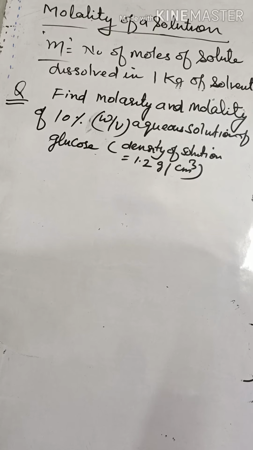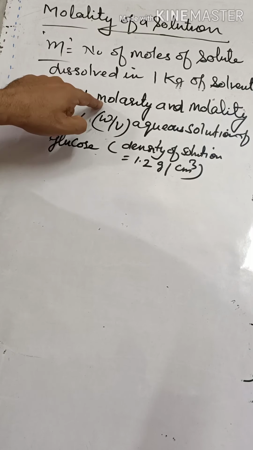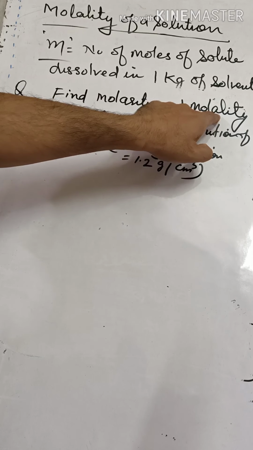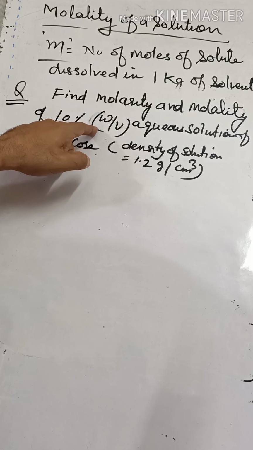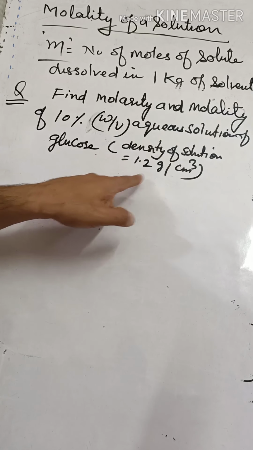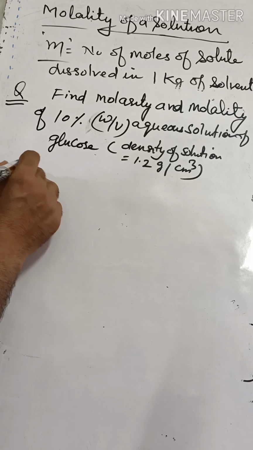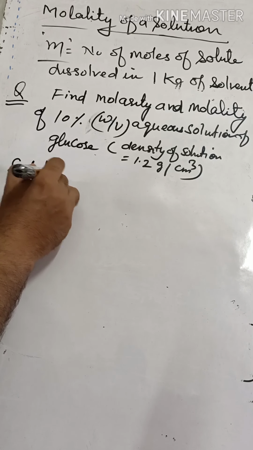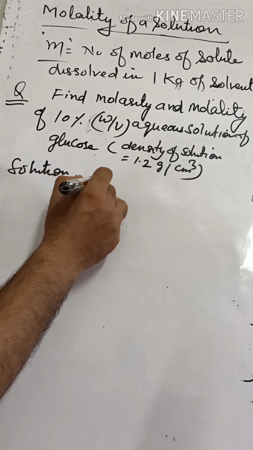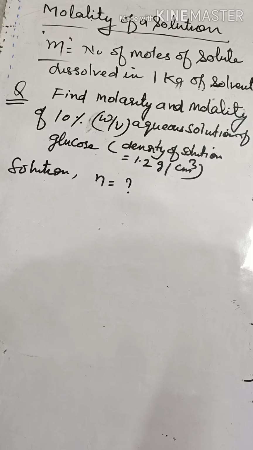Now another very important question we can take here, students. Find molarity and molality of 10% by volume aqueous solution of glucose, and density of solution is given. So you require here number of mole of solute. How will we find out number of mole of solute?